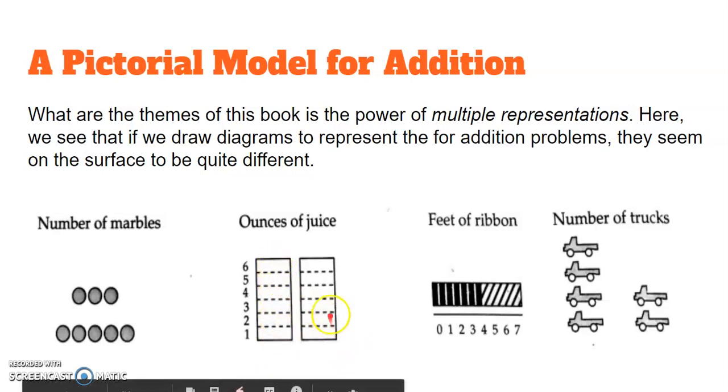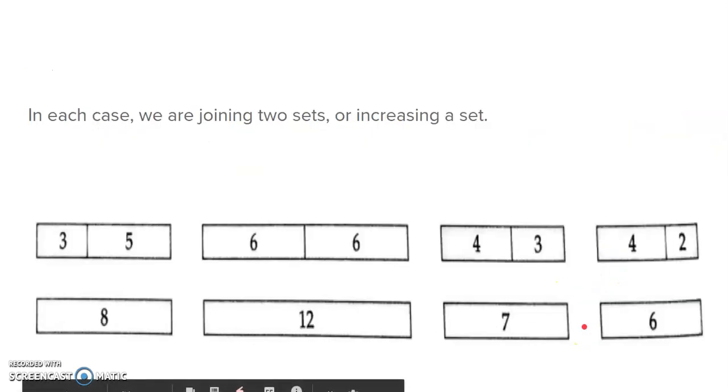measured with a scale. This looks like a tape diagram where we identify the number of units represented from the whole. We have feet of ribbon. This looks like a number line, a horizontal number line. Then we have pictures of trucks. We have the 4 red trucks and the 2 blue trucks. In each of these cases, we're joining 2 sets or increasing the size of a given set.